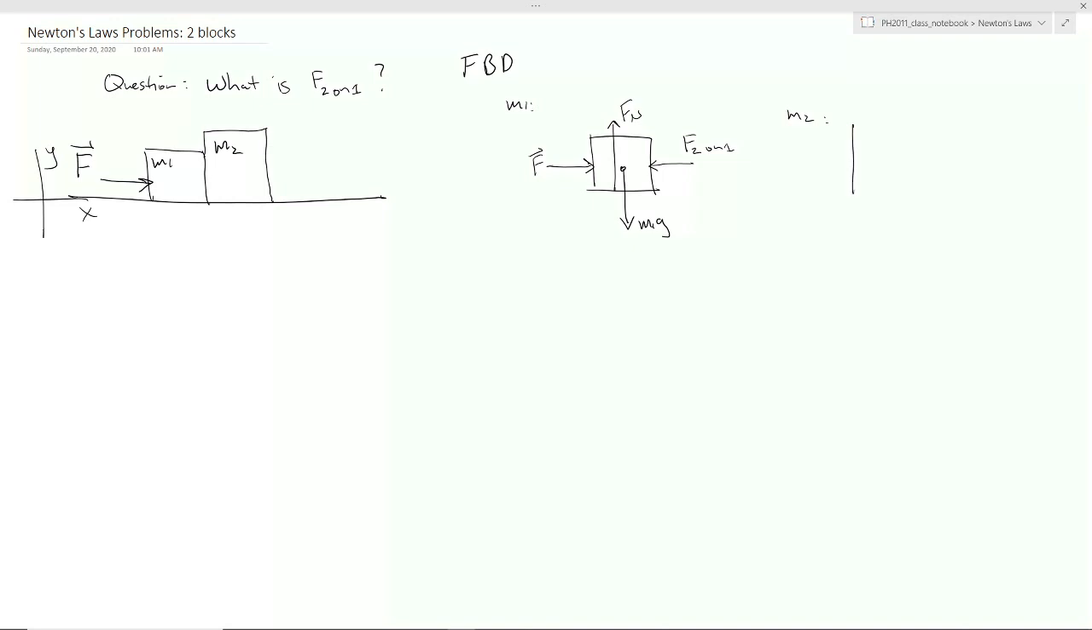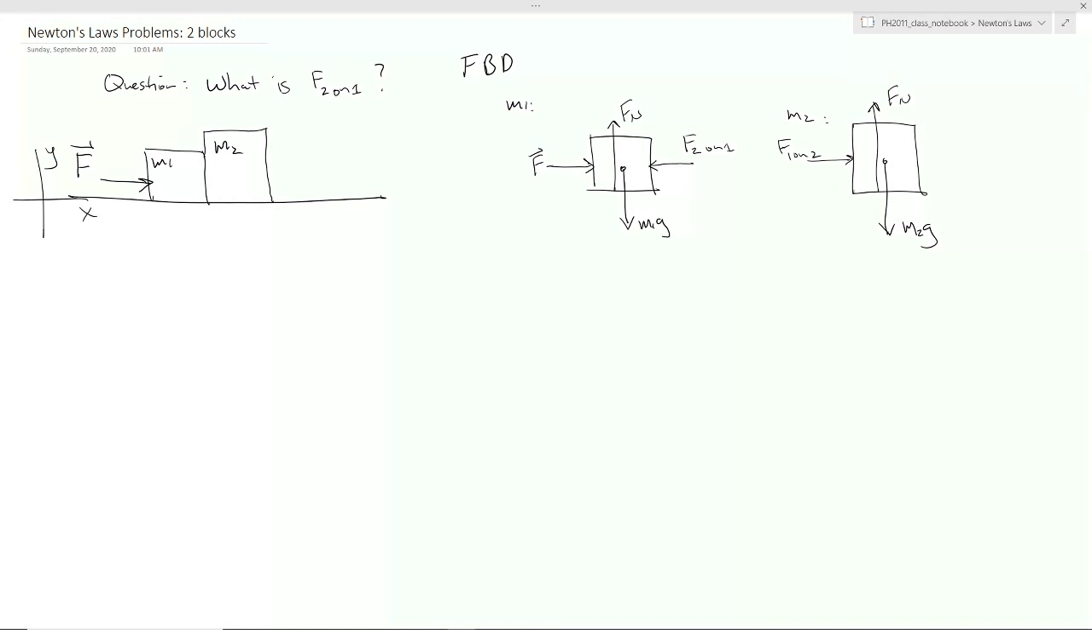For M2, pretty similar story. We would have M2g, its weight pointing down, the normal force pointing up, and then additionally we would have the force of 1 on 2 pointing to the right. And now we have our accounting of all the forces that are acting on these two objects. So we can then turn to Newton's second law and see how they would move.